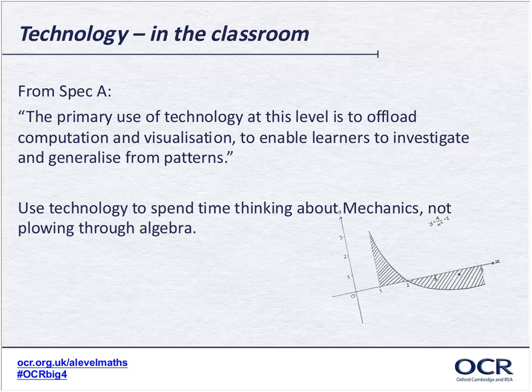Now, technology in the classroom. So that's sort of thinking about assessment. Of course, that use of calculator needs to be there in the classroom as well. But from Spec A, we have this statement that the primary use of technology at this level is to offload computation and visualization to enable learners to investigate and generalize from patterns. So this is about using technology to spend time thinking about the mechanics, not plowing through the algebra or the trigonometry or the calculus or whatever else. So rather than doing one example where it takes you 10 minutes to do the analysis, you can do one example that takes you 5 seconds, and you do another example, and you can start to generalize and gain a feel for intuition.